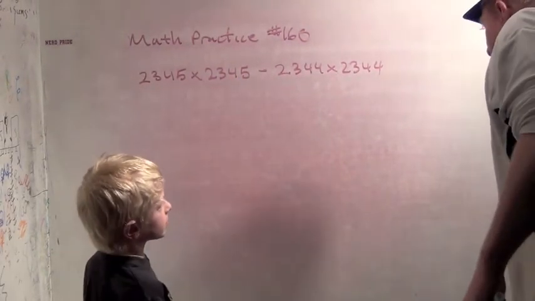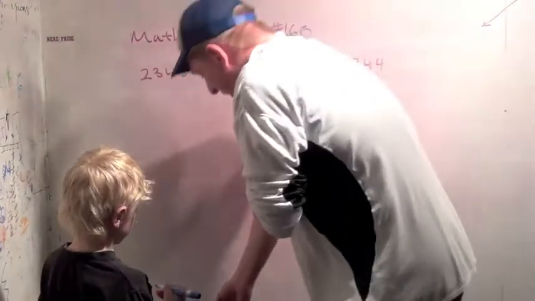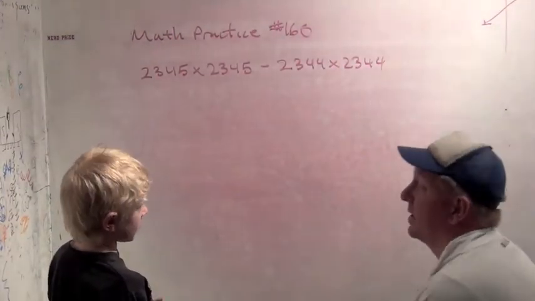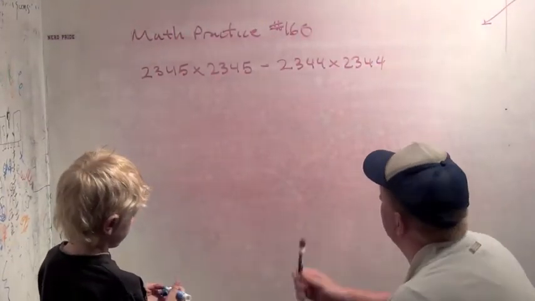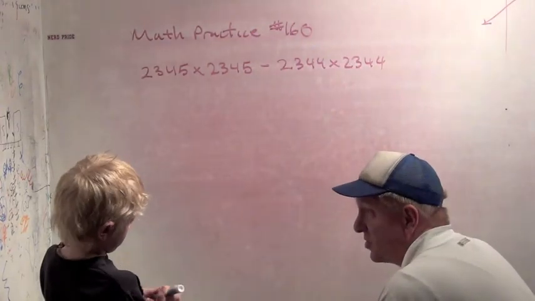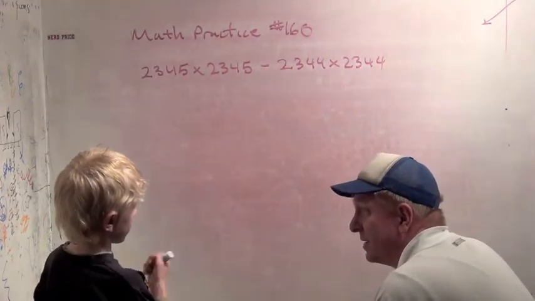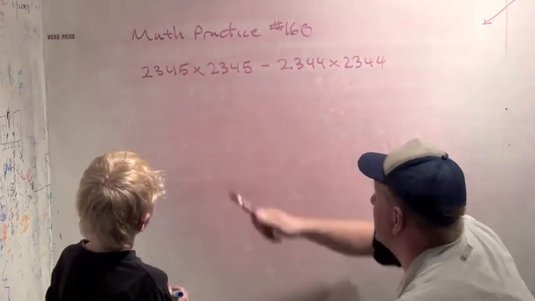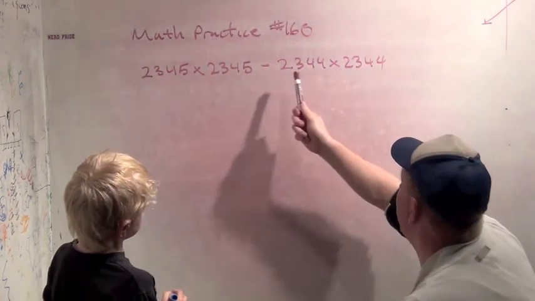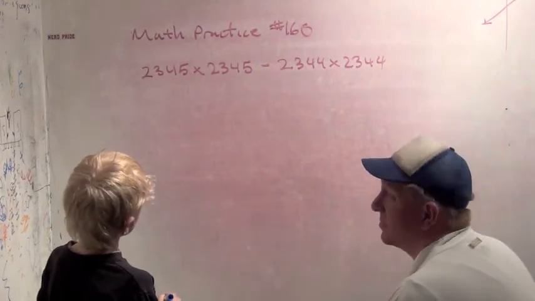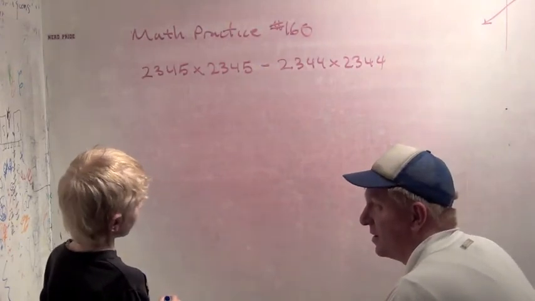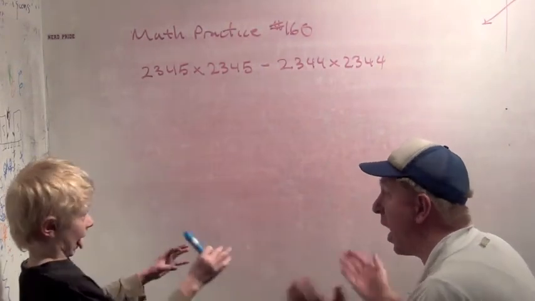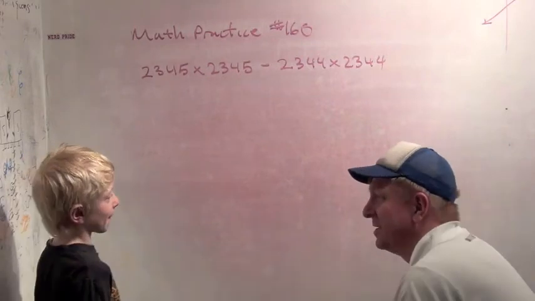MathPractice number 160. Okay, so I just got back from my work trip, right? Yep. And while I was gone, you came across a super star problem in Beast Academy. What is 2,345 times 2,345 minus 2,344 times 2,344? Whoa. Surprise face. Ready?